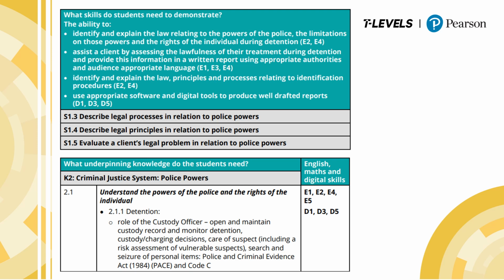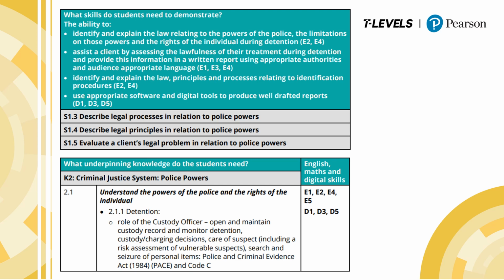This has been broken down further into sub-skills, in this case, S13, S14, and S15. You'll see these in the specification subsections. All of the sub-skills are required to achieve the specialist skills. And then underneath that, you can see the underpinning knowledge that students will need. In this case, K2, Criminal Justice System Police Powers, which again is broken down into subsections.